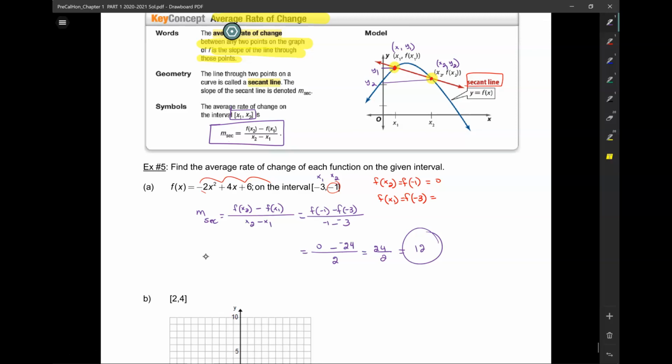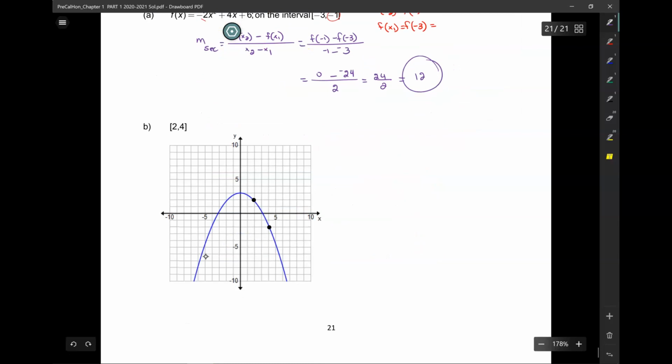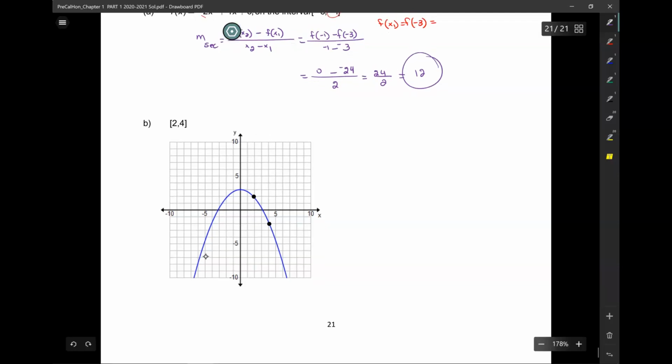Okay, here we were given a function. What if you're not given a function? What if you're given the graph of the function? Well, it's actually a little bit easier if you're given the graph of the function, because now my interval is 2, 4. This is x1, x2. Okay, the slope of the secant line is equal to f of x2 minus f of x1 over x2 minus x1.